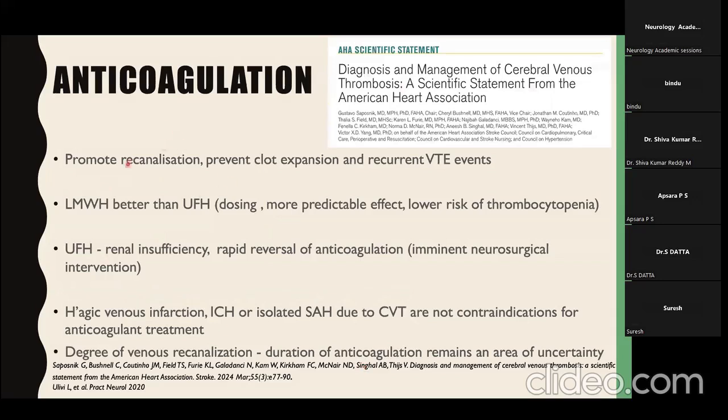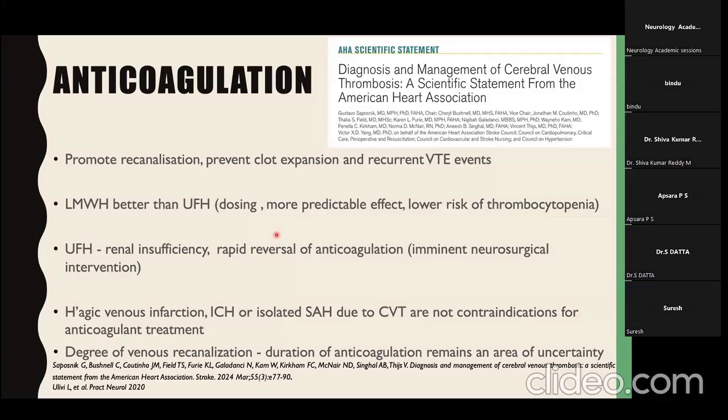Early anticoagulation is good because it promotes recanalization, prevents clot formation and expansion, and also prevents recurrent VTE events in these patients. Low molecular weight heparin is better than unfractionated heparin, mainly due to feasibility in dosing, predictable effect, and low risk of thrombocytopenia with low molecular weight heparin.